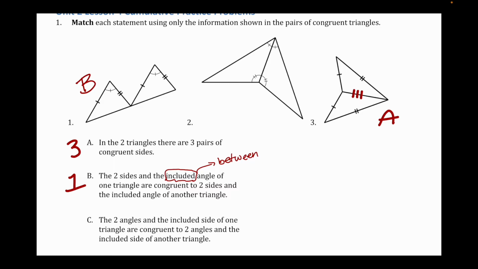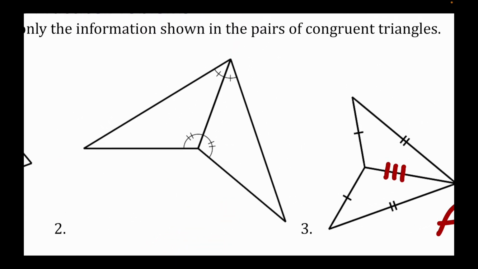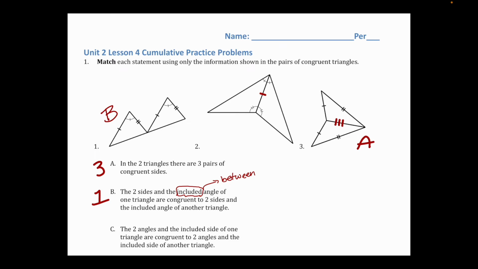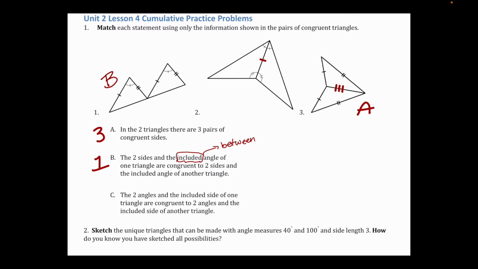So the two angles and the included side of one triangle are congruent to two angles and the included side of another. I see two angles here. The included side that they're talking about looks like it's this one right in between, and that looks like another shared side that we didn't mark congruent. And you just had to know that that should be congruent since the start and the end point are the same. So a little bit more tricky on that one. And so this one is description C.